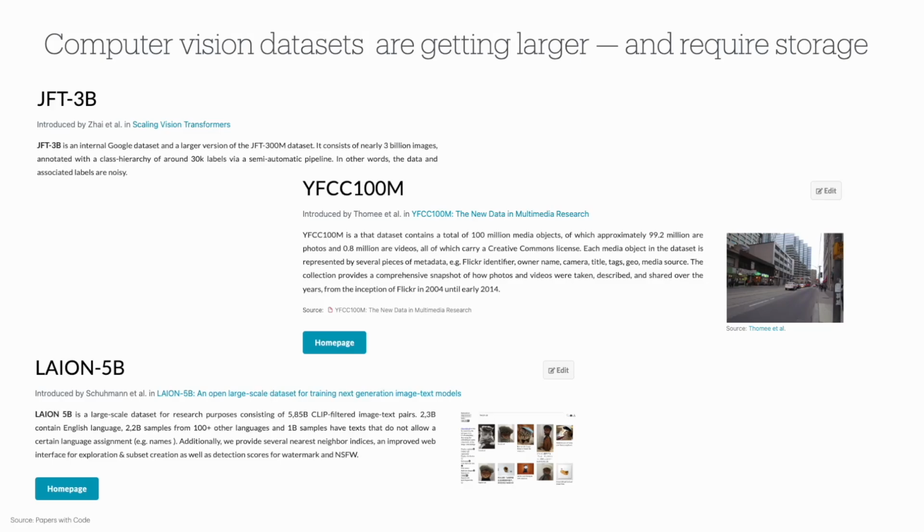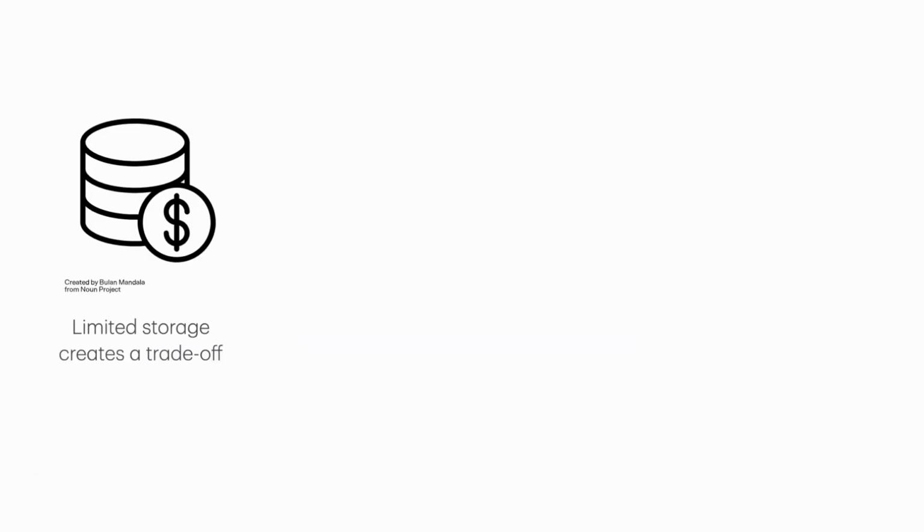Computer vision datasets are getting larger and they require a lot of storage space. To take a recent example, the LAION-5B dataset requires more than 200 terabytes of disk space. Storing these massive datasets can be difficult and can get expensive, but we actually have options when it comes to storing training images for our machine learning models.